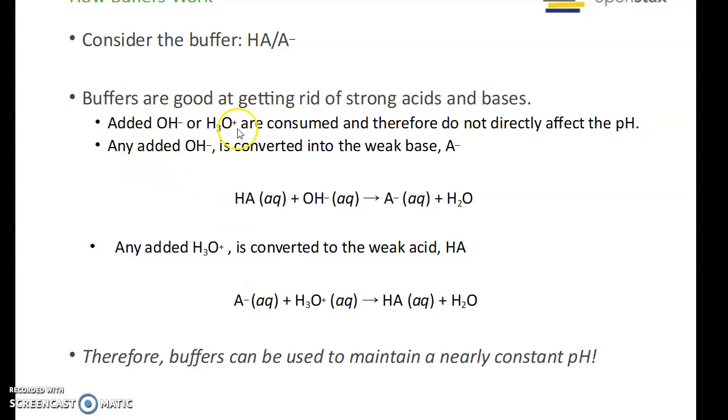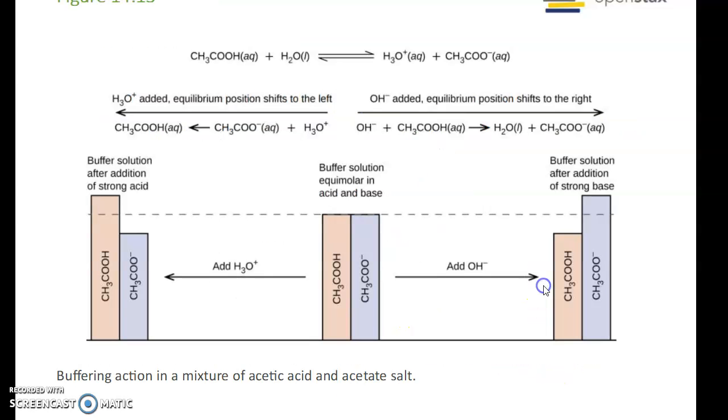So buffers are good at getting rid of strong acids and bases. You're adding, they're consumed, and so they don't directly affect the pH. So if you want to have a stable solution throughout a given range, you can buffer that solution so that any added hydroxide ion is just going to be converted to a weak base, right? Any added hydronium ion is going to be converted to a weak acid. So what these do is they maintain a nearly constant pH.